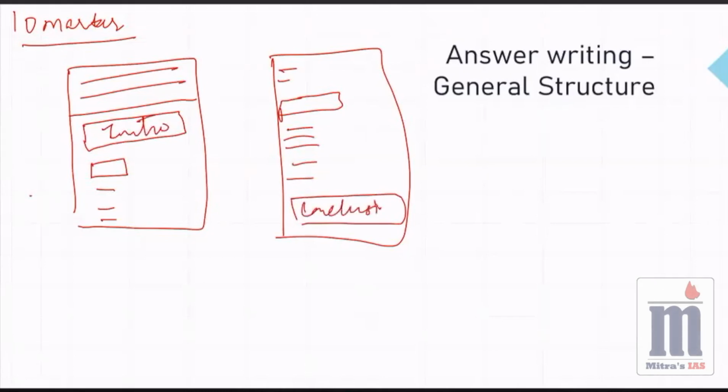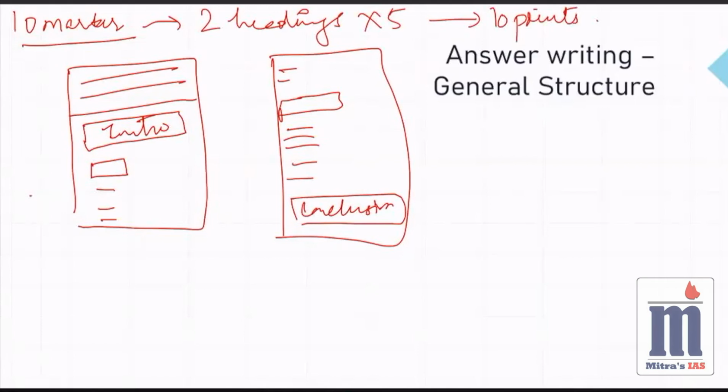So in a 10 marker, try to write at least 2 headings, and in the 2 headings, 5 points each, 10 points at least. Now what if you are able to break it into more headings?